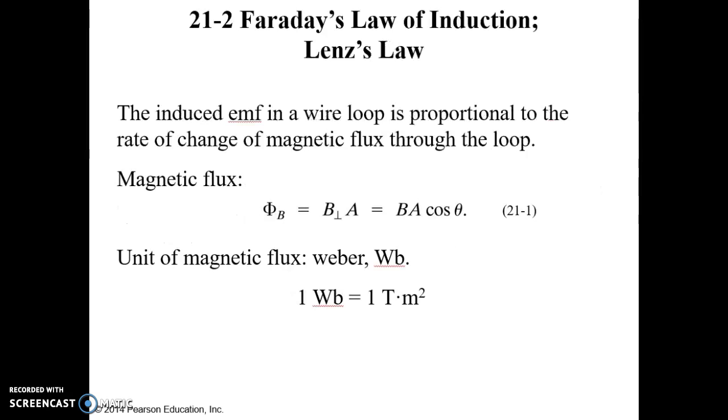Below is how we calculate flux. The symbol we'll use is phi, magnetic strength times the area of the loop or the coil times cosine theta. Cosine theta is there because flux is defined as the perpendicular component between the area and the magnetic field. The unit for flux is called a Weber, or Wb, also written as Tesla times meter squared.